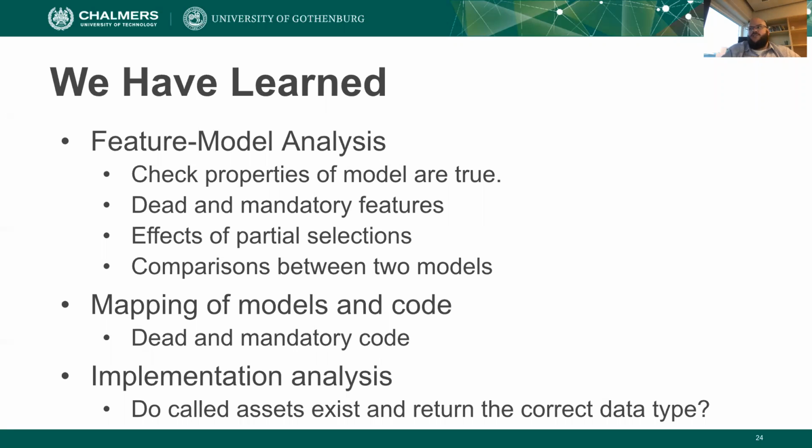Within the feature models, we can check whether properties of the models are true. We can look for dead or mandatory features, features that are either never or always included. And we can look at the effects of partial feature selections based on what we've chosen so far. Which features can we choose? Which ones can we not? We can look for code fragments that are either never used or always used by mapping the model to the source code. And then we can look at the code alone and see if, when we call an element of the code which is controlled by the variability, controlled by the feature selection, it will actually work. Will there be code that gets called, and does it return the data type and data values we expect?